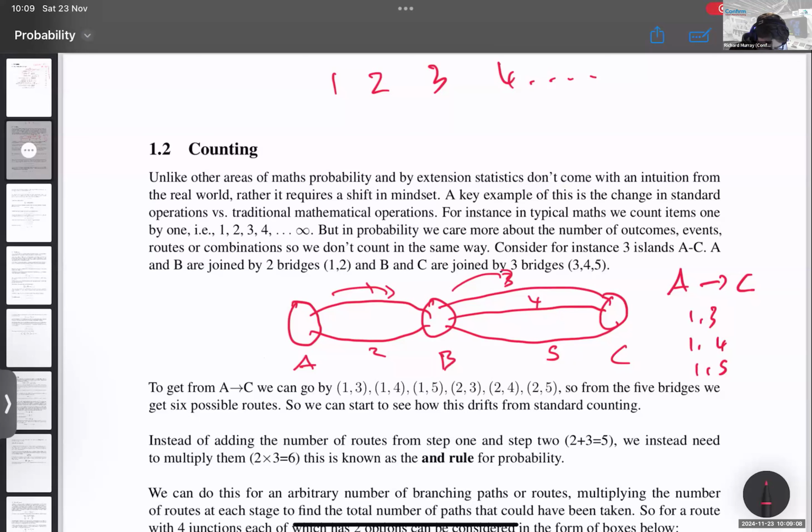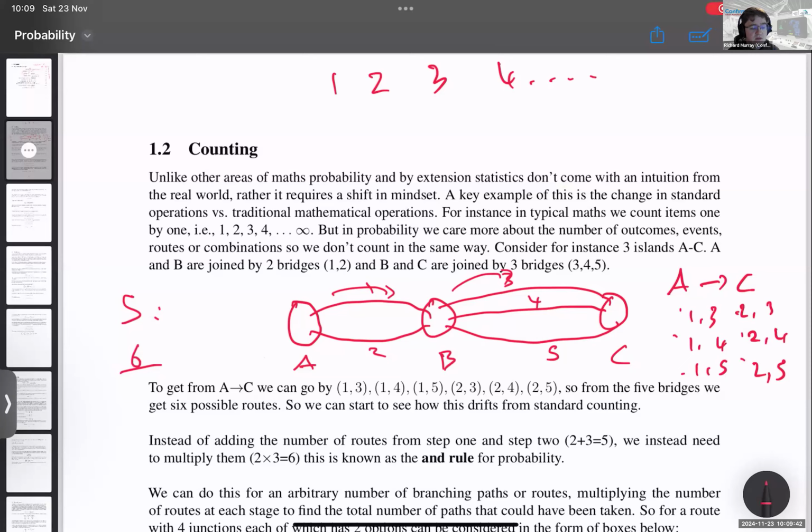You could also go by bridge 2 first, and then bridge 3, 2 then 4, and 2 then 5. So even though we only have a total of 5 bridges, in this case we have a total of 6 ways of crossing those bridges. As we can see, we can count all these up, and there are 6 possible ways that we can cross. So this is the first time we see that counting can vary depending on what we mean by the number, or the number of ways.